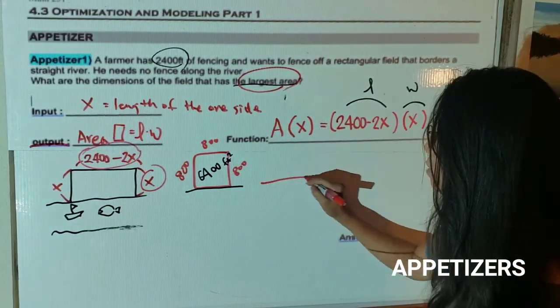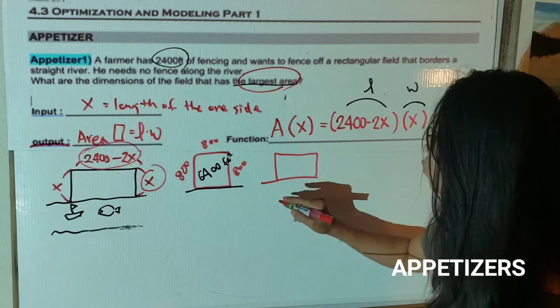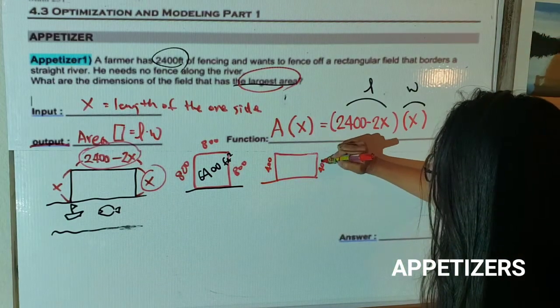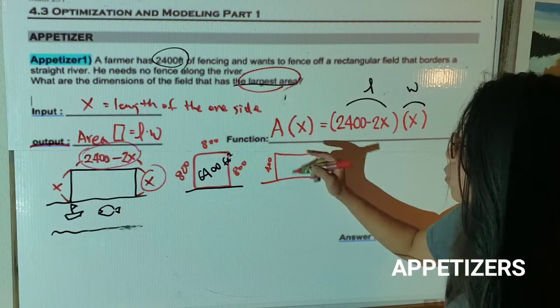And this time, let's see if I can build a rectangle with different measurements. Here, if I have 400, that will be 400, right? Then this is going to be 1,600.